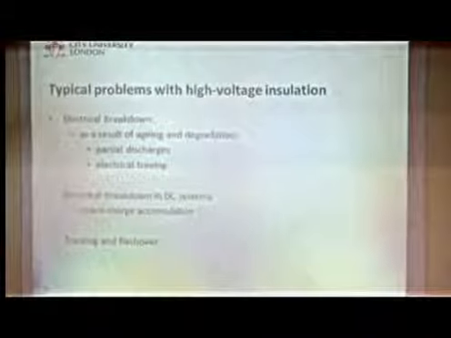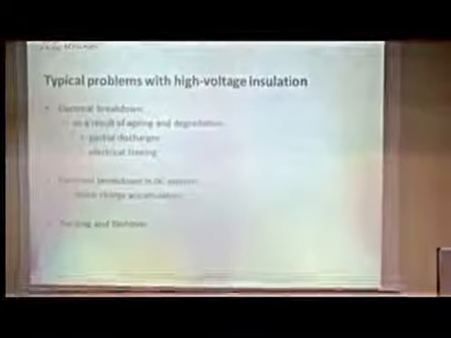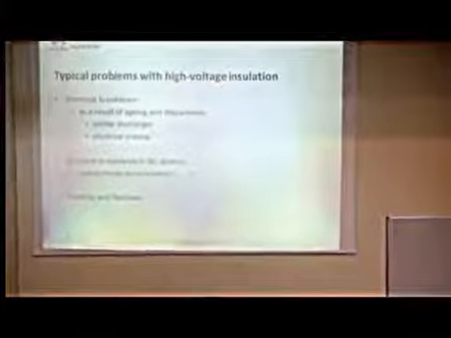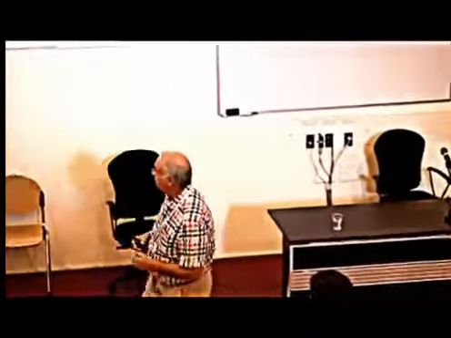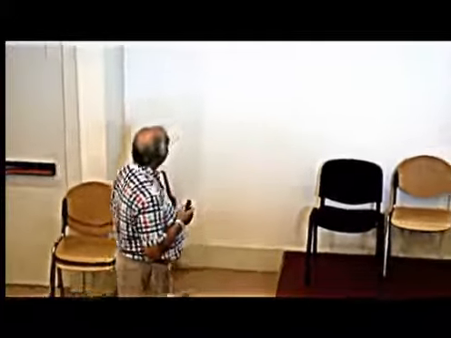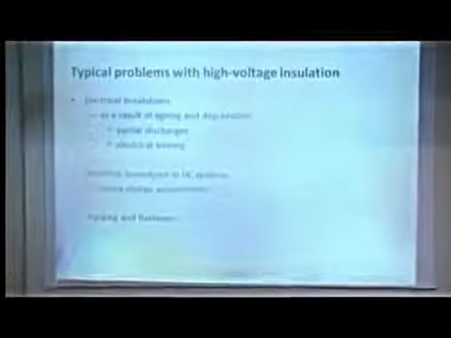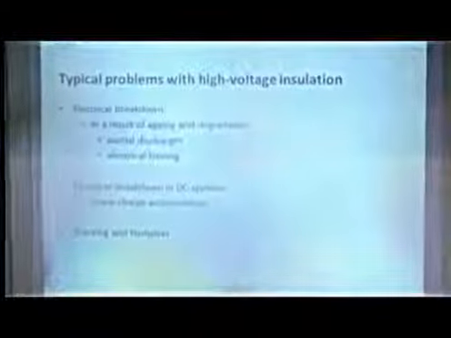And typical problems that we have with high voltage insulation is our electrical breakdown, and this can occur as a result of aging and degradation, partial discharges, electrical treeing, and so on. And electrical breakdown in DC systems, particularly associated with space charge accumulation. And also, we may well experience practical problems associated with tracking and flashover.